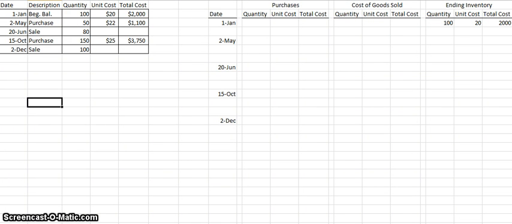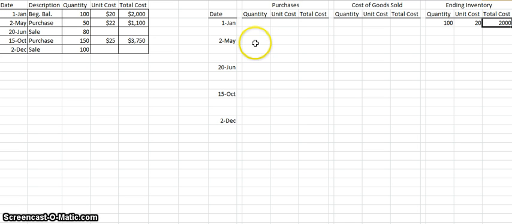Talk through the perpetual system using average cost. What happens with the average method is we have to keep a moving average. So each time you have a new purchase, you have to update your cost for your inventory, recalculate a new average, and then you use that when you sell items.